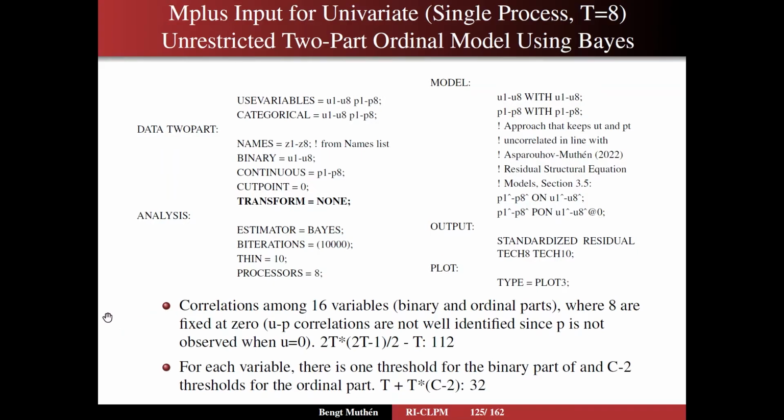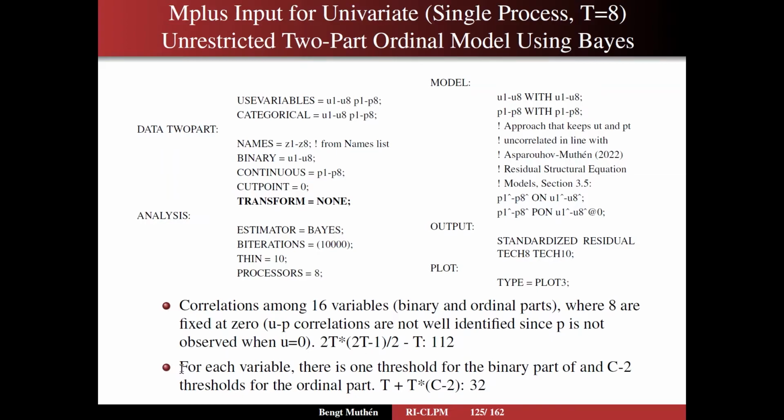So what we're going to end up with is correlations among 16 variables, the binary and ordinal parts, where 8 are fixed at 0. That's through this statement up there. The UP correlation is not well identified since P is not observing U equals 0. That's what we're talking about. So we have 16 variables, which is 2 times T, T being 8 here, the number of time points, times 2 times T minus 1, divided by 2. Those are all the correlations among 16 variables, but then we subtract T, which is the one that we've zeroed out. So we get 112 correlations.